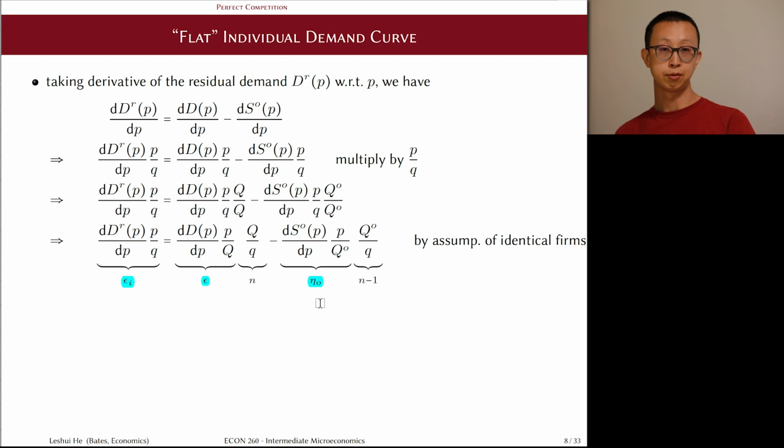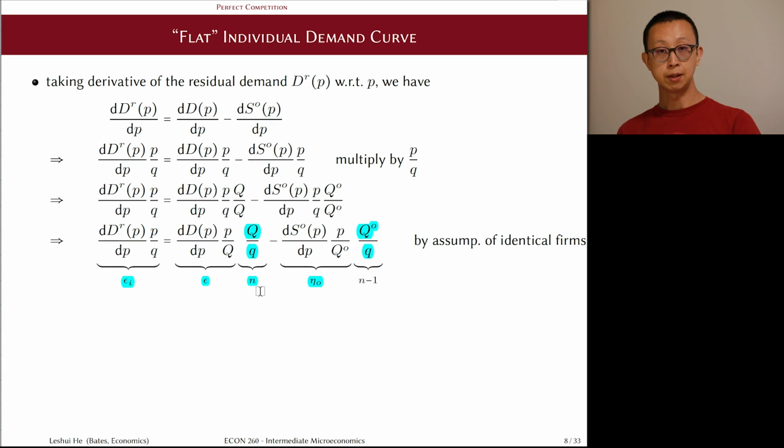Now, what we need to process further are these ratios of big Q to little q and big Q sup O to little q. So, what are they? Well, in this context of perfect competition, we're thinking about an environment with many identical firms. Because they're identical, the demand for each firm would be the same. So let's say that we have n firms in total, little n here, and the demand for each firm is little q units. Then the total quantity demanded in the market, big Q, divided by the little q, which is the demand for each individual firm, should be exactly the number of firms in the market, or little n.